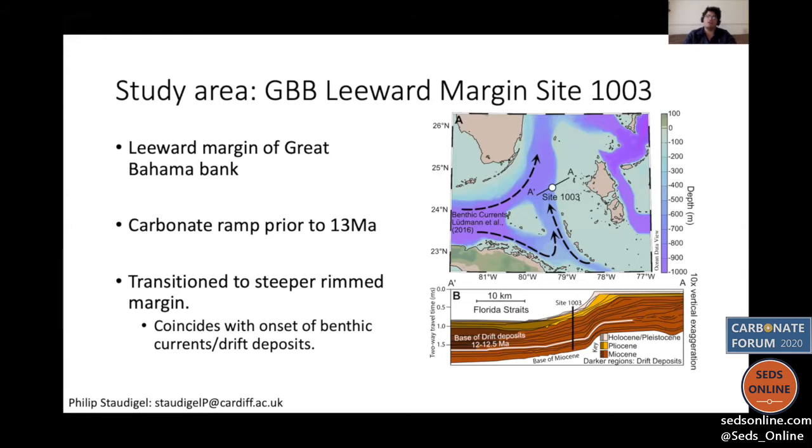And then with the onset of benthic currents, you form these large drift deposits in the channel itself, which are shown here as a slightly darker shade of brown. And the onset of these drift deposits is at about 12 to 12.5 million years. And I've highlighted the base of these drift deposits and extrapolated it onto site 1003. And this is coincident with progradation of the platform margin and a steepening of the slope itself.